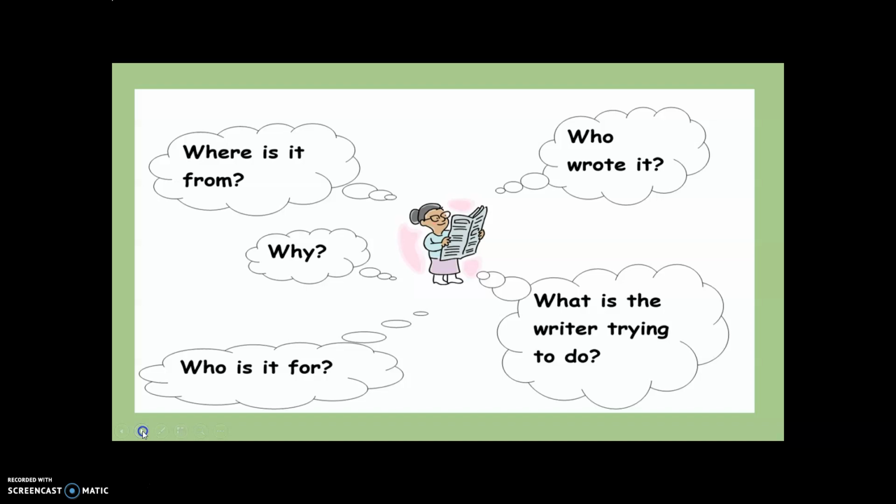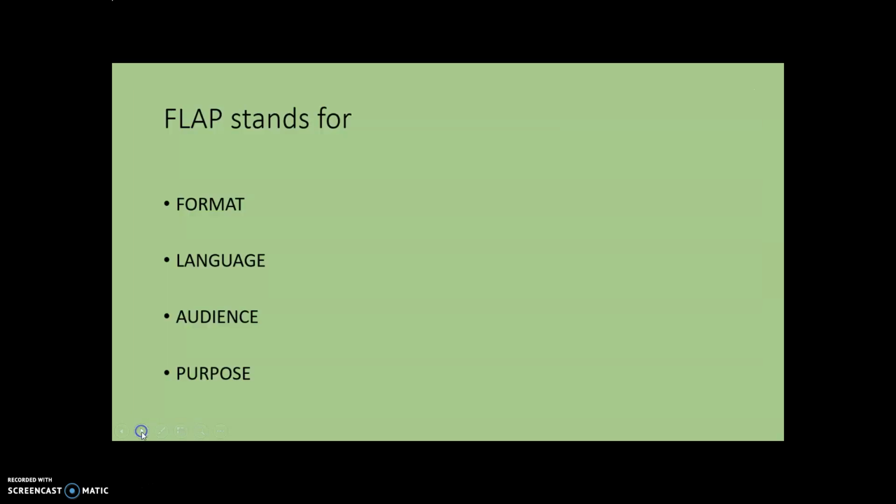Okay, welcome back. Now when we're looking at FLAP, what we need to look at is the text that you're reading. See this lady, she's reading the text. What you've got to think about is firstly, who wrote the text? Why do you need to know that? What is the writer trying to do? Are they selling a house? Are you reading a set of instructions? Where's the text from? Why has it been written? And who is it for? These are things you need to ask yourself when looking at a piece of text.